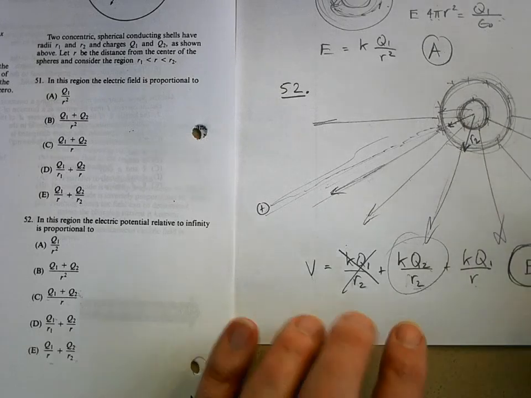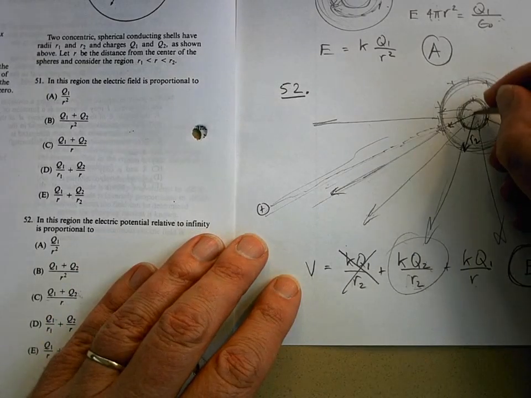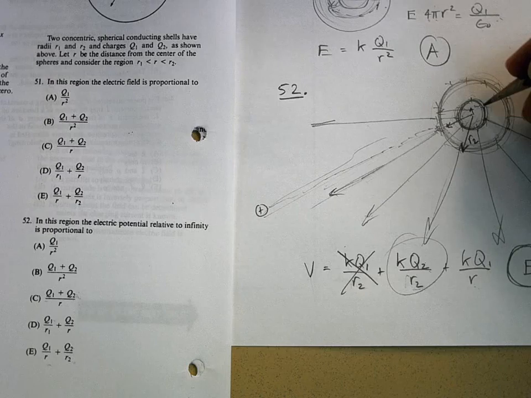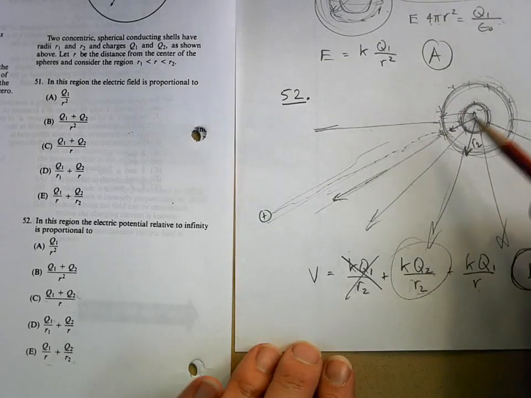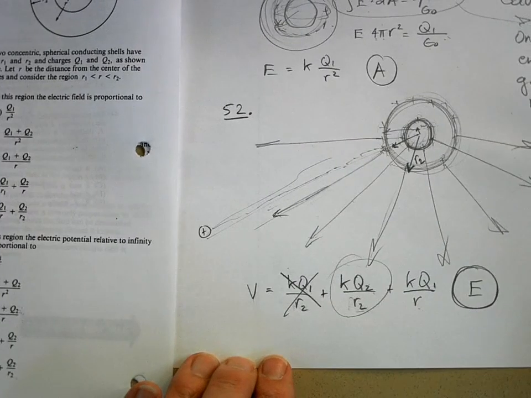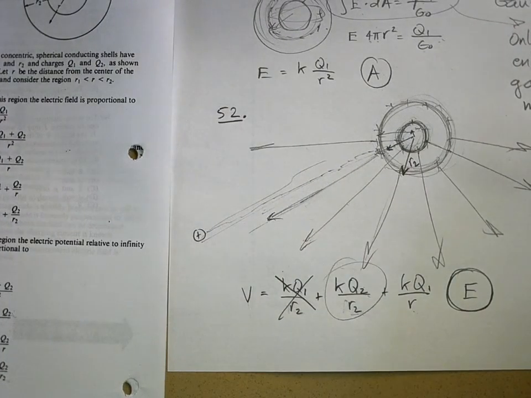What if, hey you guys, what if R was in here? What if R was on the inside of this guy? What would the voltage be proportional to? Well, it would be Q2 over R2 plus Q1 over R1, because you would stop once you get inside of R1. But you're not. Your region where you stop is right in here. Any questions on that? Did some of you follow? Okay, that's all.